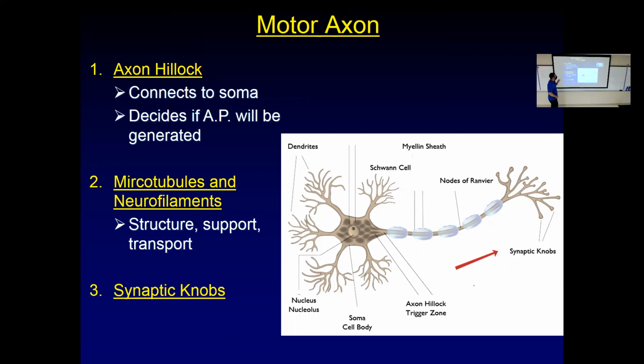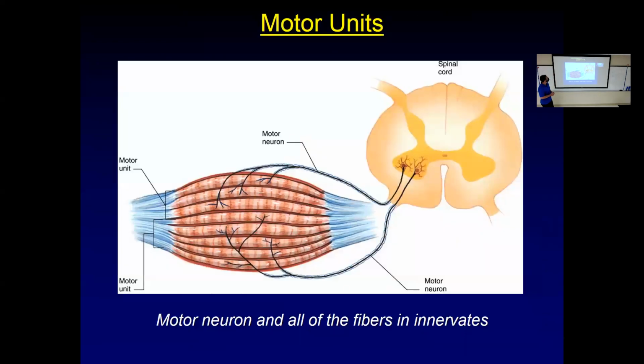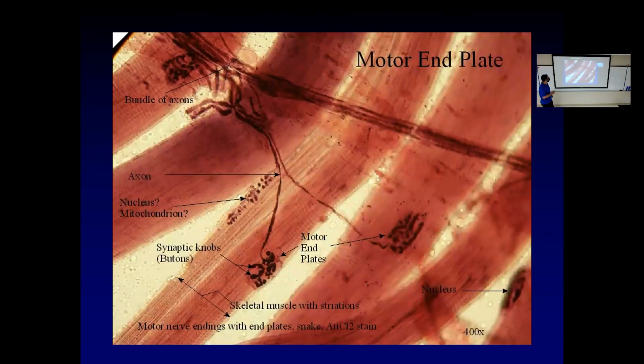Okay, so there's a lot of interest in researching how all of that works. But I just want to present it as this is a thing that happens. Okay, myelin, Schwann cells. Okay, motor units. We talked about these a little bit.